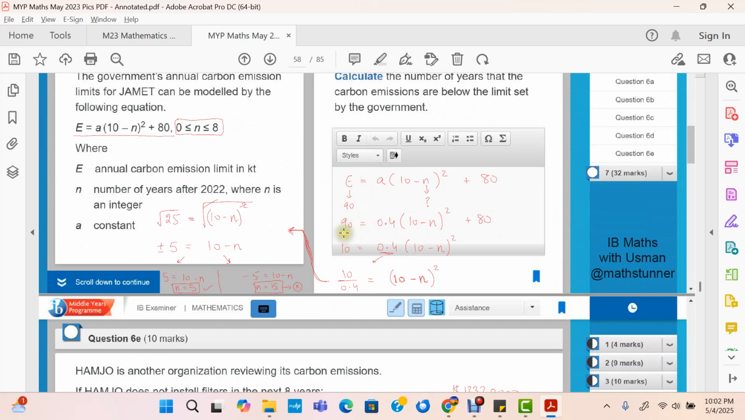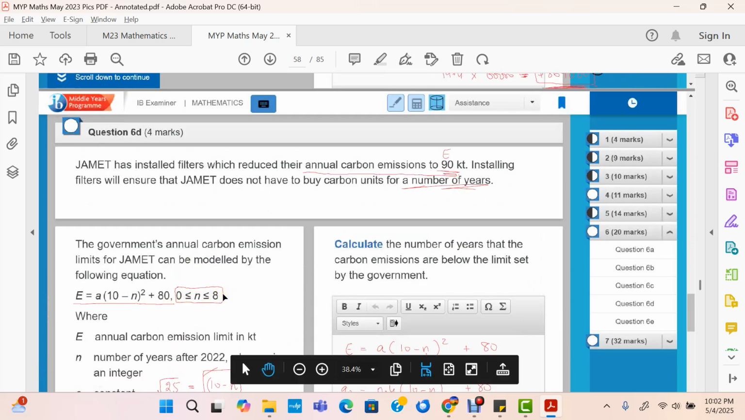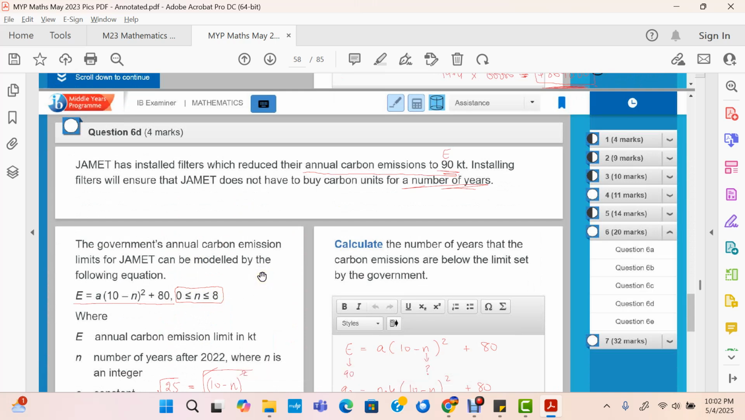You move the 80 to this side. It becomes 90 minus 80, which is 10. Okay. You divide by the 0.4 over here. Again, you get 25. Take a square root on both sides. You get plus or minus. You'll get one answer as n equals 5. Make sure your answer lies within the domain of 0 to 8. We saw the domain characteristic in November 2022 also.